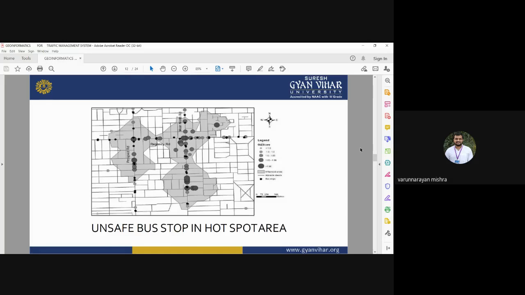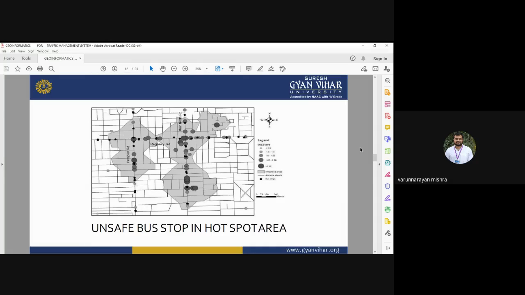Okay, now after that you have to identify the unsafe bus stops. Meaning at what location there is a high probability, and what location has the higher number of accidents near that bus stop. So you can have the information about the unsafe bus stops in that hotspot area. After creating the hotspot area, the highly accident prone area, you have to locate the bus stops near that hotspot area. So it can be considered an unsafe bus stop. If a bus stop is there in that hotspot area, then this bus stop can be considered an unsafe bus stop.